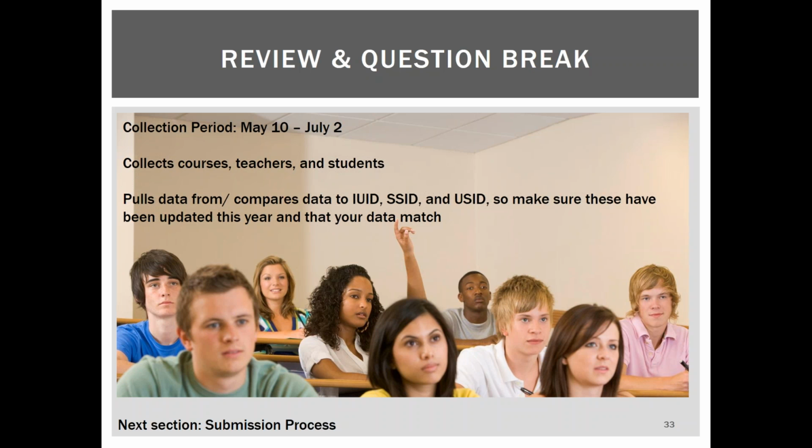Okay, we're going to pause here for a question break. And while you guys are thinking up questions, I'm just going to cover real quickly what we just talked about in case you came in late. But these are the points that you really need to remember. So the collection period is from May 10th to July 2nd. It collects information on courses, teachers, and students. It pulls data from and compares data to the IUID, SSID, and USID collections. So you need to make sure that they've been updated this year and that your data match. I'll just wait a second to see if we have any questions before moving on.